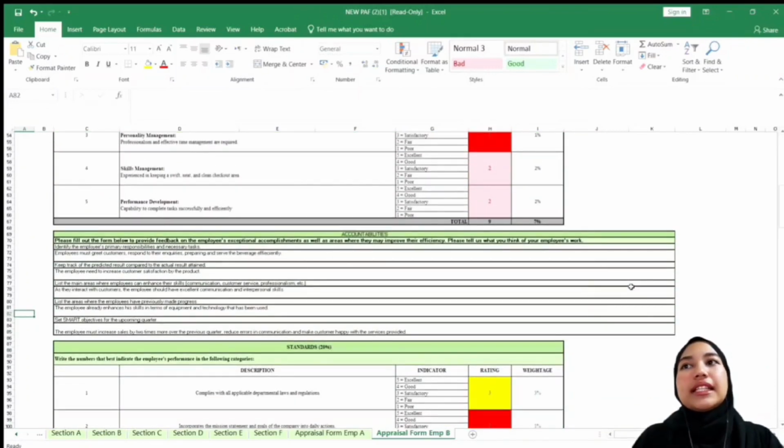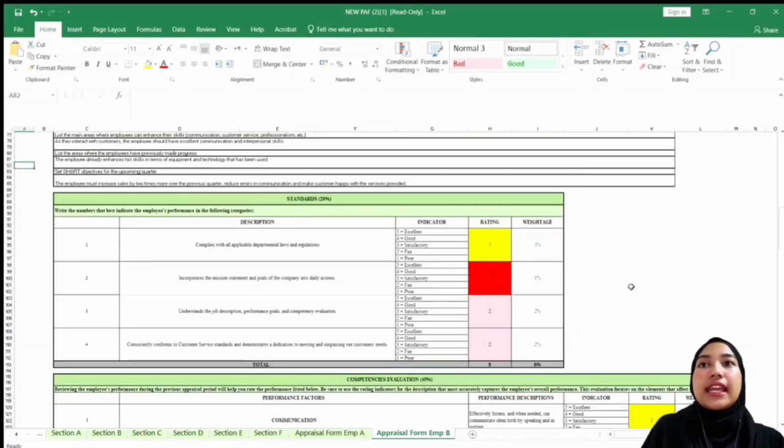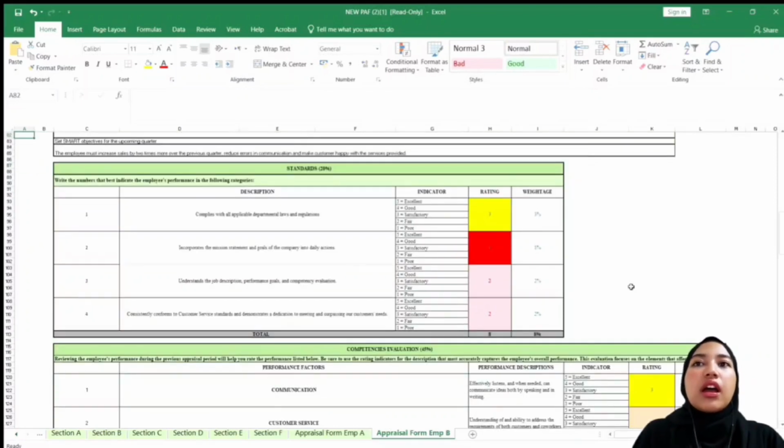Next, for accountabilities, as you can see here, employees must greet customers, respond to their inquiries, and prepare and serve beverages. They need to interact with customers. He should also have excellent communication and interpersonal skills. For the standards, he complies with the laws and regulations. He doesn't make any mistakes, so he was given satisfactory, but he doesn't go beyond expectations. But he doesn't really know the mission and goals of the company, so he is given a poor rating.